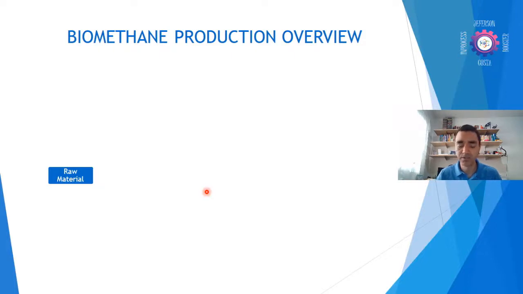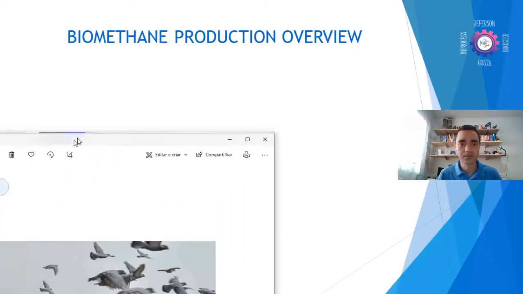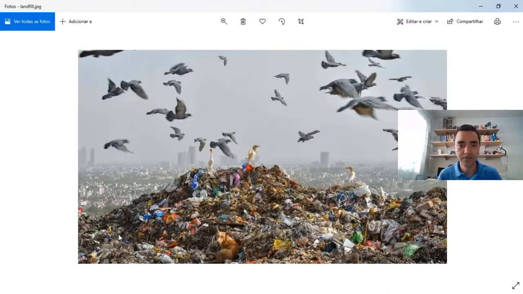starts with the raw material, and the raw material in this case comes from the landfill. But when we talk about the landfill, it is not any kind of landfill. Let me share with you a picture. When I'm talking about the landfill, I'm not talking about an amount of trash put together in some places, in some cities, in an unorganized way. This is not the type of landfill that we use to produce the biogas that will supply the biomethane plant. When I'm talking about the landfill, I'm talking about this kind of project.